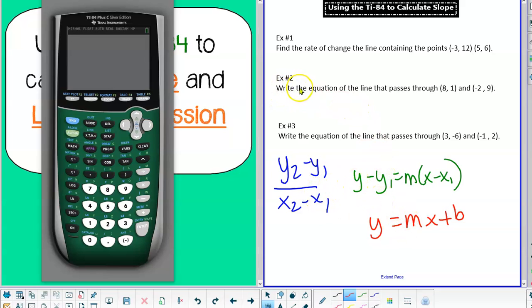Like, let's say number 2. Write the equation of the line that passes through the points (8, 1) and (-2, 9). Well, first you would use this blue formula. Then you would pick a single point and use this green formula, and then you would rearrange it into this red formula. So you'd have to use all three of these things. But what I'm going to show you in this video today is how you can use this graphing calculator and not have to do any of those three formulas. So that's pretty cool. Okay, so let's take a look at how we use the graphing calculator.